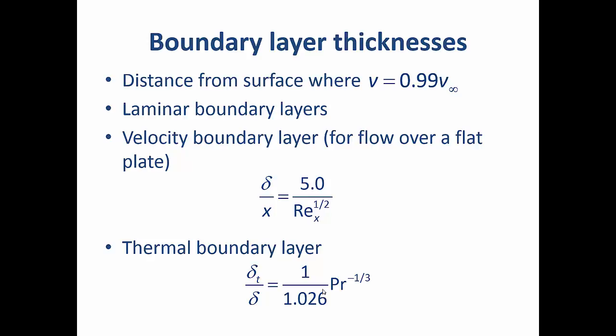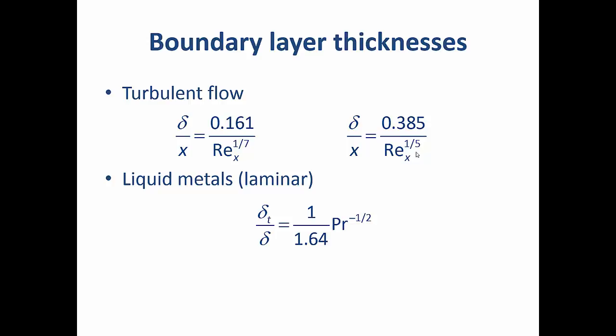If you're dealing with flow over a flat plate, you can show that the velocity boundary layer thickness delta as a function of the distance along the plate is equal to 5 over local Reynolds number to the power of a half. The thermal boundary layer thickness compared to velocity boundary layer thickness equals 1 over 1.026 times the Prandtl number to minus a third. We find for turbulent flow that the boundary layer thickness is inversely proportional to the Reynolds number to the power 1/7 or to the power 1/5.